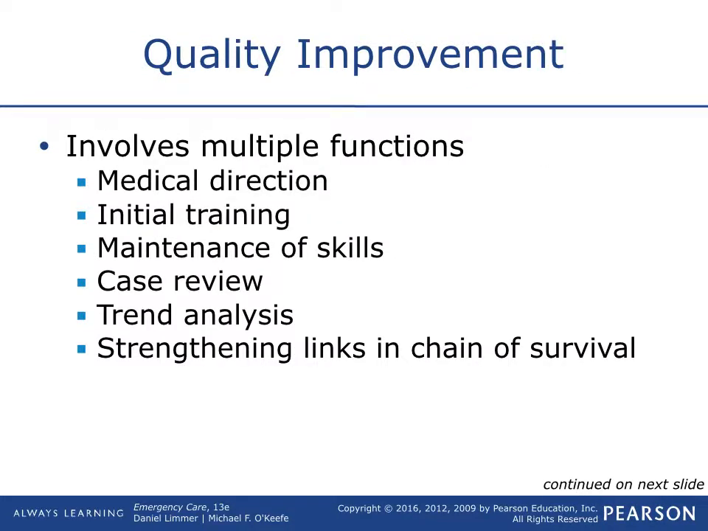Quality improvement involves getting medical direction, initial training, maintenance of skills, case reviews, trends analysis, and strengthening links in the chain of survival. So one thing is we do all that. If you're questioning anything, get on the horn with medical direction. We're going to continue with different trainings, and then we want maintenance of the skills.